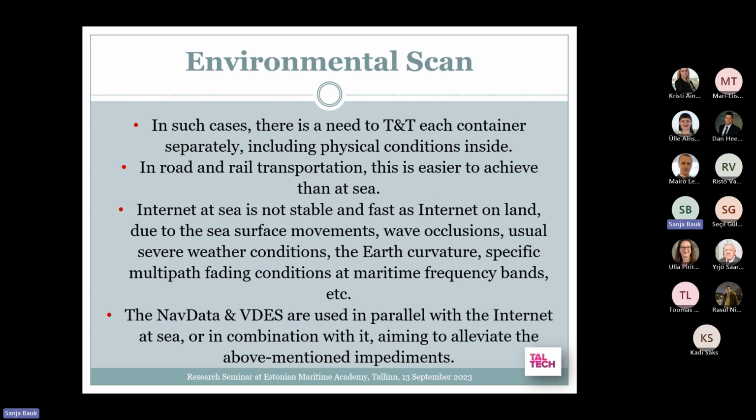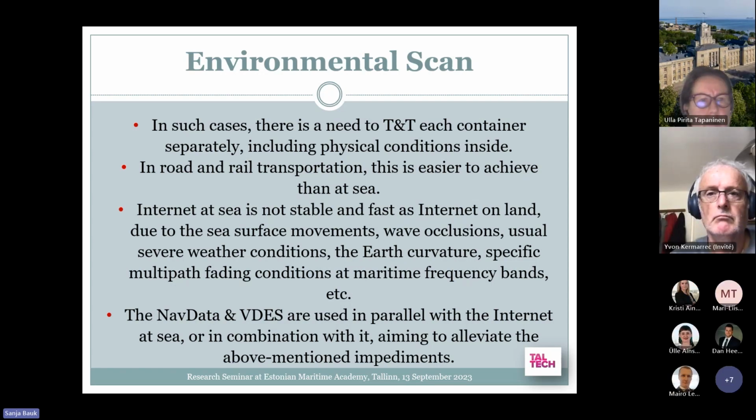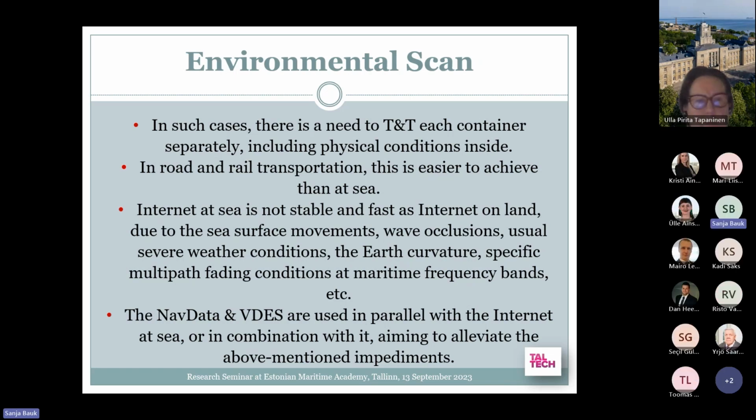Why? There are numerous reasons. Internet at sea is not stable and fast as internet on land due to the sea surface movements, wave occlusion, usual severe weather conditions, the earth curvature, specific multiple feeding conditions at maritime frequency bands, and so on and so forth. Therefore, navigational data and VHF data exchange system services are developed and are used in parallel with the Internet at Sea or in combination with it, aiming to alleviate the above-mentioned impediments connected with Internet accessibility and narrow bandwidth.